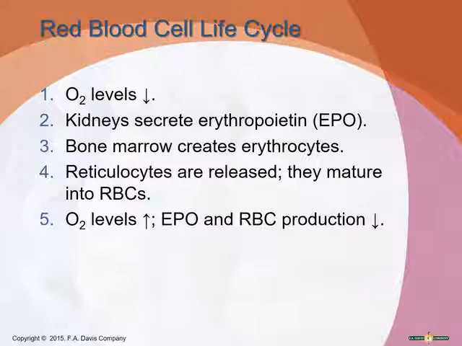Immature erythrocytes, called reticulocytes, are released into circulation, and after a couple of days, that reticulocyte has matured into a red blood cell. That increased number of red blood cells causes oxygen levels to increase, so less erythropoietin is secreted by the kidneys, and then red blood cell production declines. This is a constant back and forth, just like the acid-base balance we learned about.